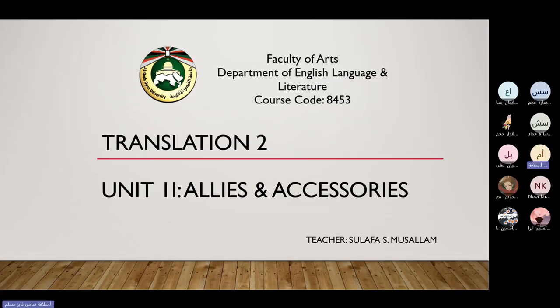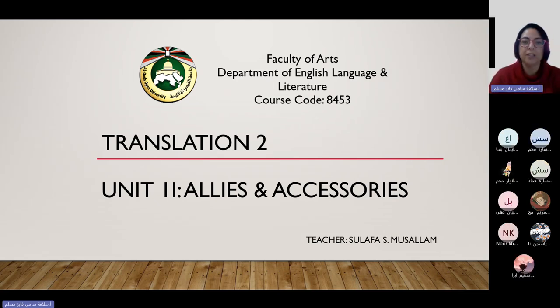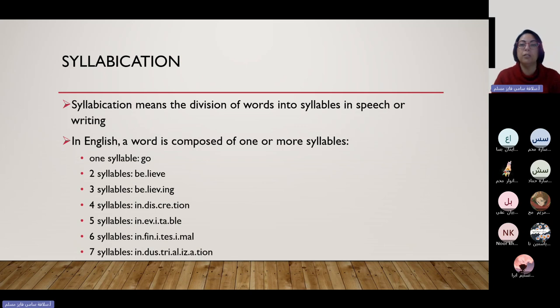All right, you guys, today we are in Translation 2 course, and this is Unit 2. It is called Allies and Accessories. Allies mean verb combinations according to your book, and accessories means all the additions that happen in a sentence, okay? So let's start with talking about something called syllables.